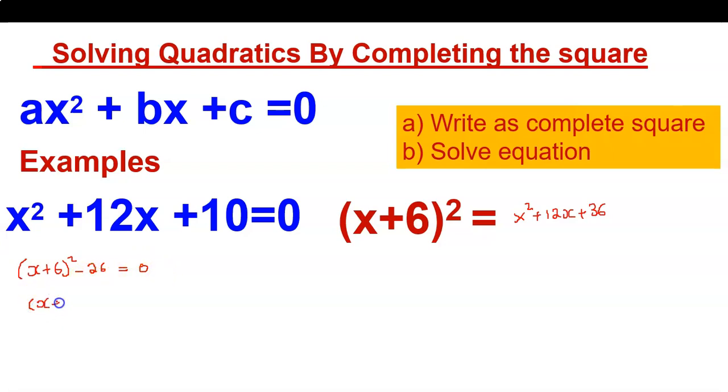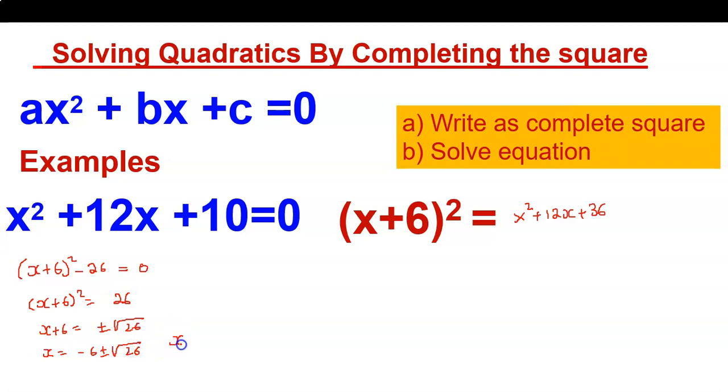So step by step, (x + 6) squared equals 26. Take 26 to the other side. Now you need to square root it. x + 6 equals plus or minus the square root of 26. Take 6 to the other side and change the sign. x equals minus 6 plus or minus the square root of 26.